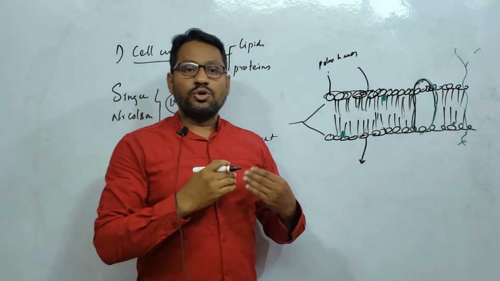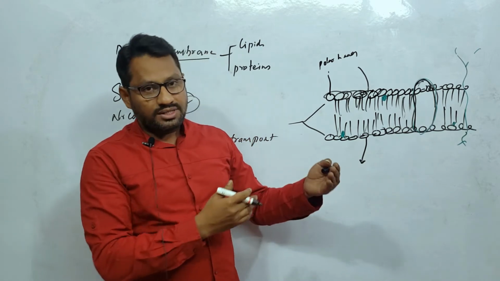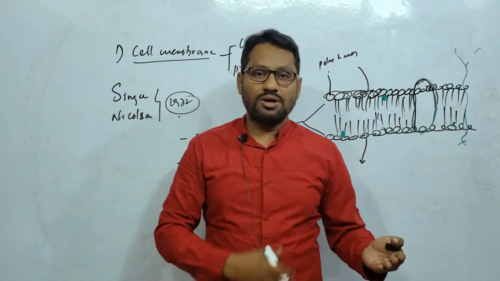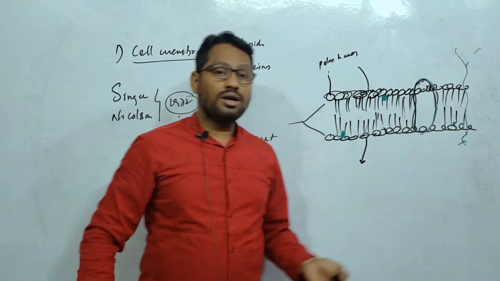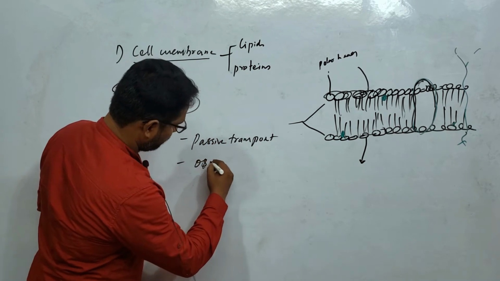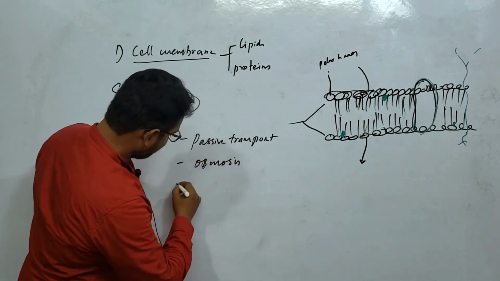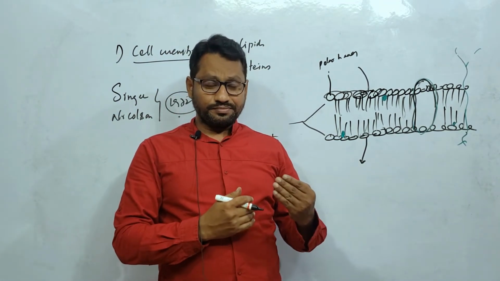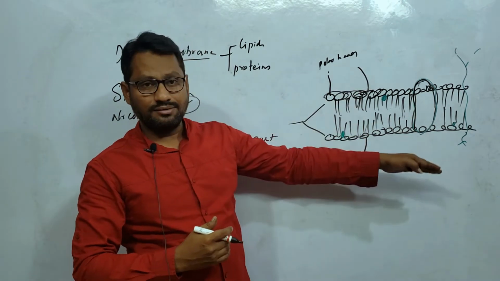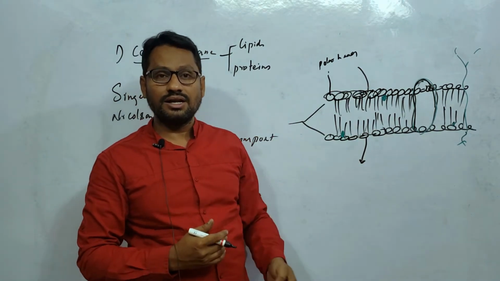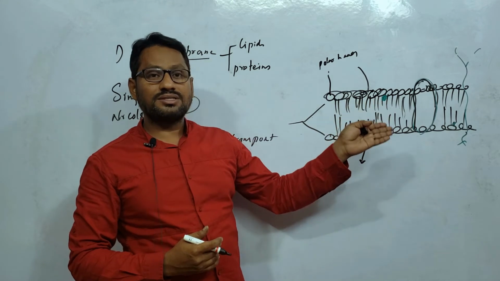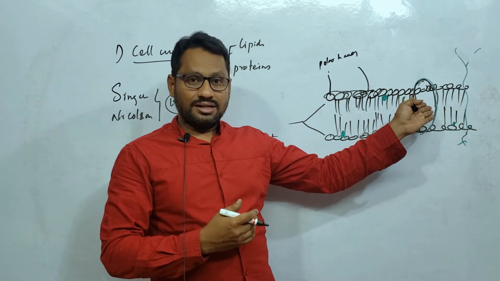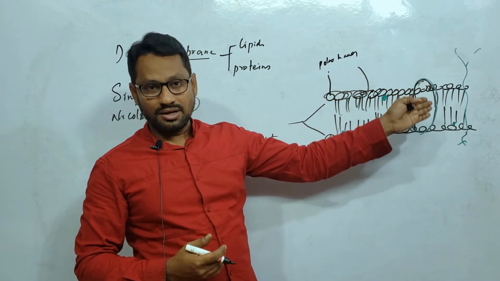Some neutral solutes too will cross the membrane by simple diffusion, and water also passes the membrane by diffusion, which is called osmosis. And also certain molecules, when moving from outside of the cell to the inside of the cell, cannot cross because they need certain carrier proteins to be present. This carrier protein will bring the molecules across the membrane.